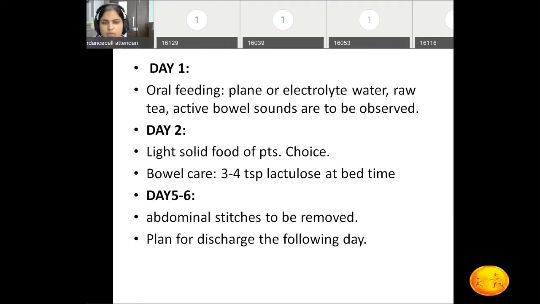On day two, they can have light solid food. By evening, they can have a full meal. And give them some lactulose to have good bowel movements, so that they can pass motions quickly.